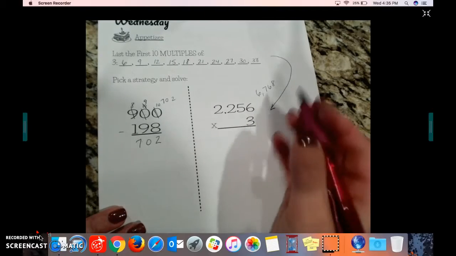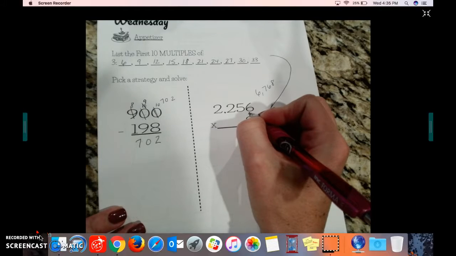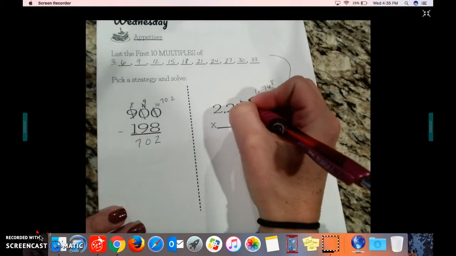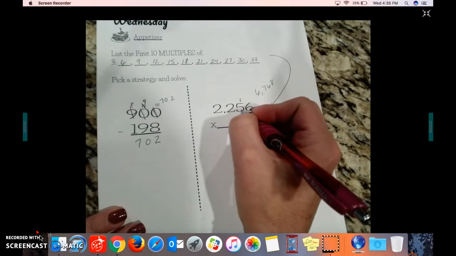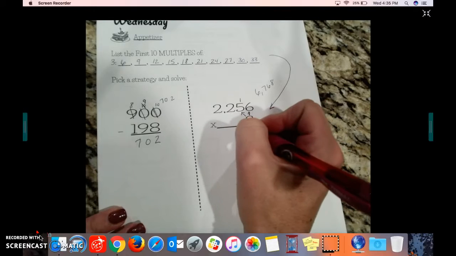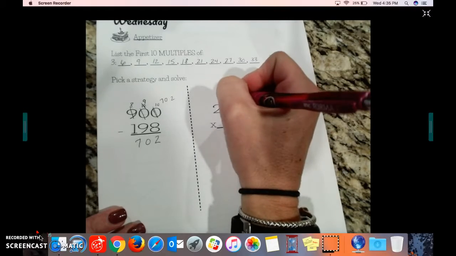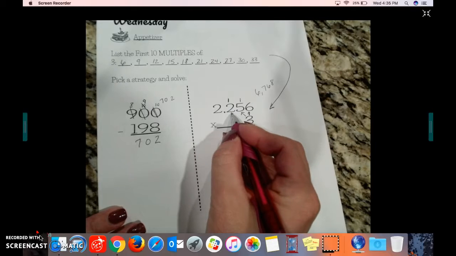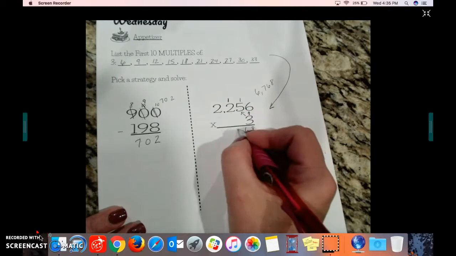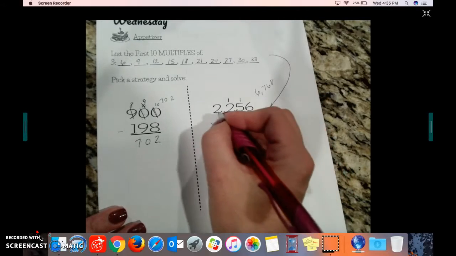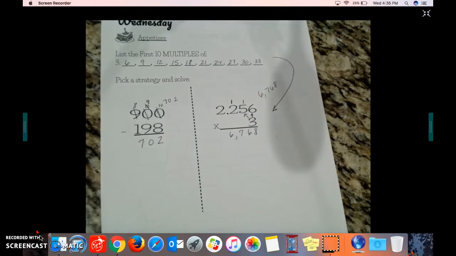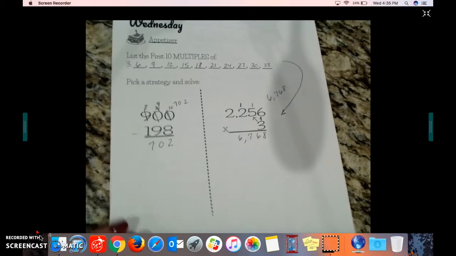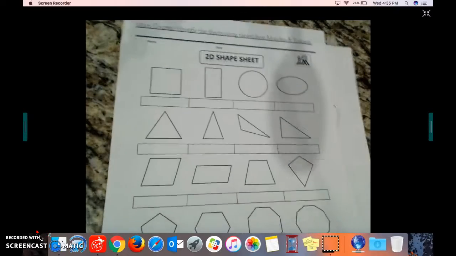2,256 times 3. The first thing I'm going to do is multiply my ones. So 6 times 3 is 18. 8, regroup my 1. 3 times 5, so 1s times the 10s, 15 plus 1 more is 16. Carry my 1. 3 times 2 is 6, plus 1 more is 7. And then 3 times 2 is 6. 6,768. After you have that corrected, you are going to move on to the main course.